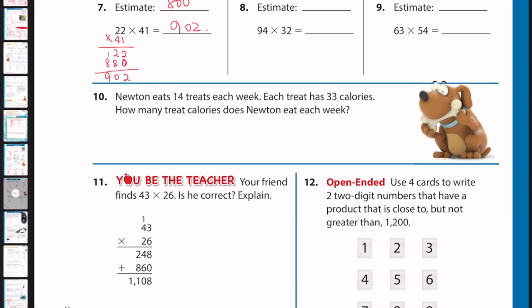Estimate this one. 90 times 30. Okay, 9 times 3 is 27, and I need to add 2 more zeros. Now let's check. 94 times 32.